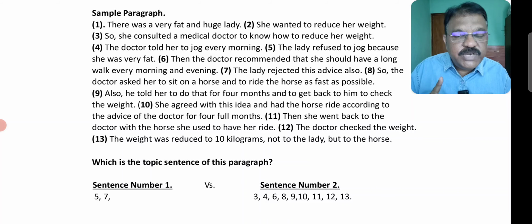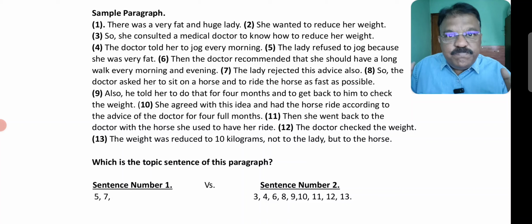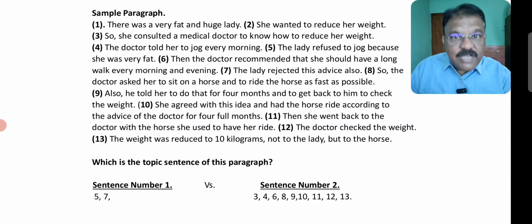She wanted to reduce her weight. It's not the first sentence. My dear friends, I could have put sentence number 1 and 2 together as a very fat and huge lady wanted to reduce her weight. In that way, I could have placed the topic sentence. But I didn't do it purposely. You know why? If that is written in that way, then it's well known that's the topic sentence.